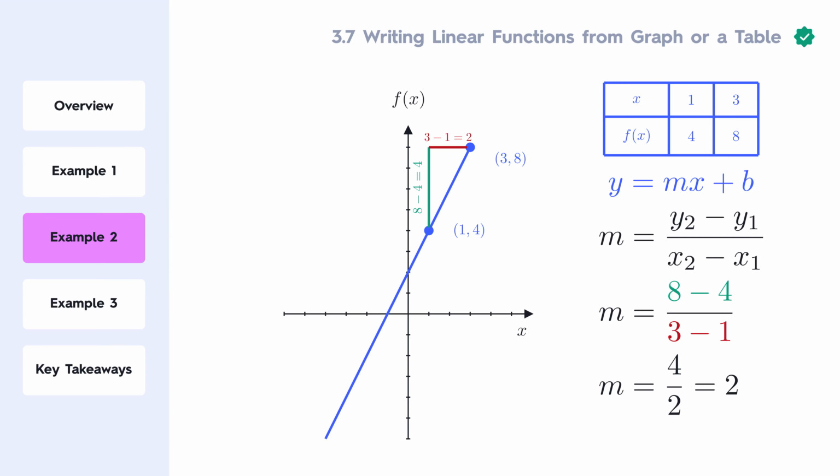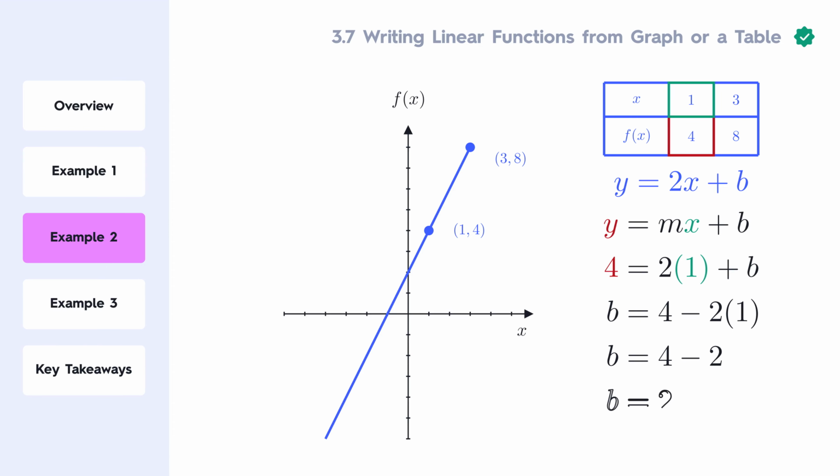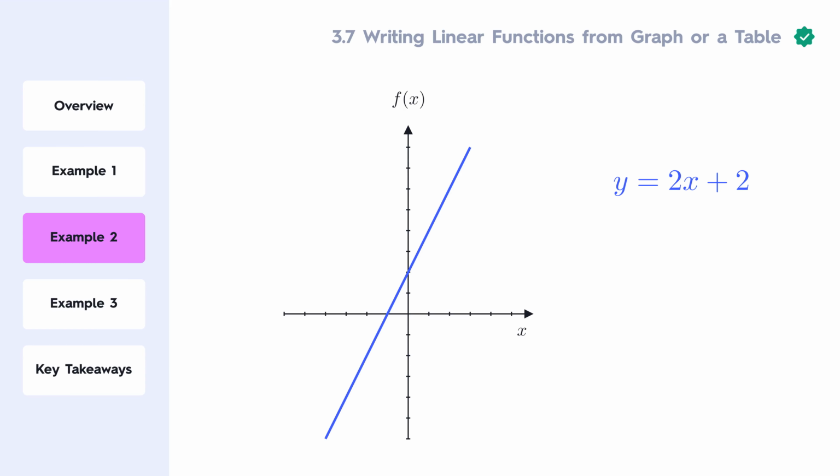Since we've determined that m equals 2, our next step is to find the y-intercept b. We can use one of the points from the table, such as this point with the following coordinate 1, 4, and substitute it into the slope-intercept form, then simplify the equation and see that our result equals 2. We can now substitute it into the slope-intercept form. We've successfully determined that the equation of the line is y equals 2x plus 2. Now that we've practiced with both graphs and tables, we're ready to apply these skills to more complex problems.